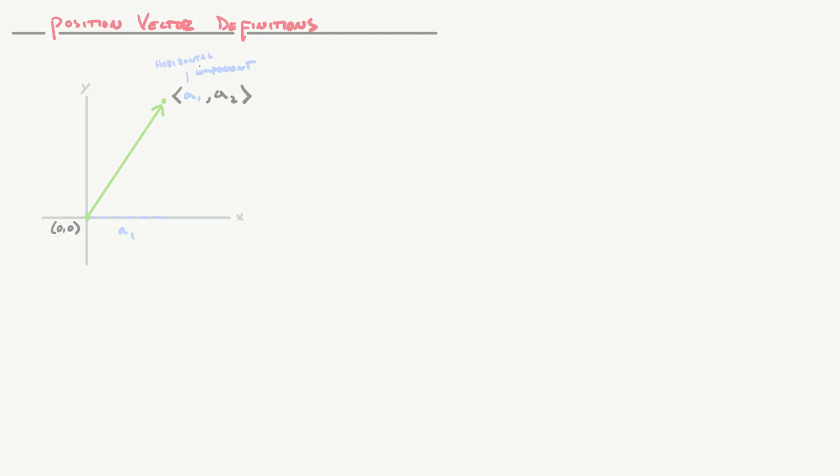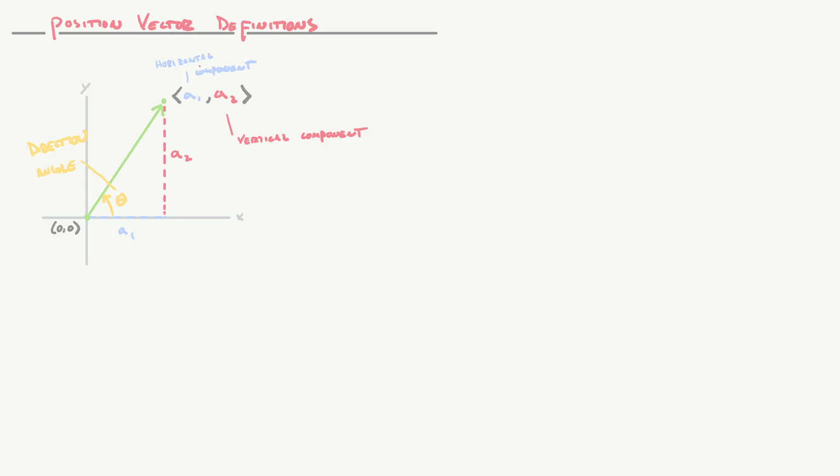A position vector has what we call a horizontal component and a vertical component, and it's really just the x, y coordinates of that thing. We're just giving them a fancy name, with the vertical component being the y coordinate and the horizontal component being the x coordinate.